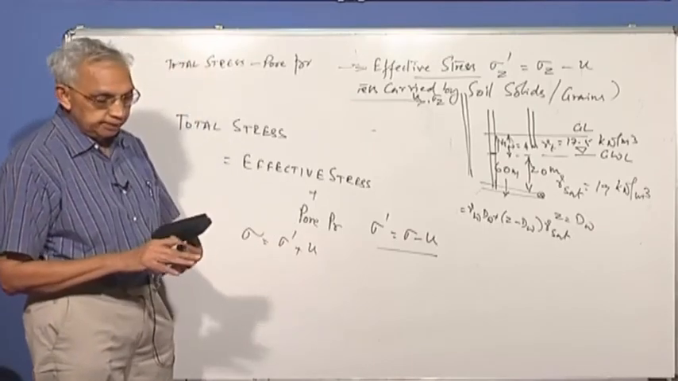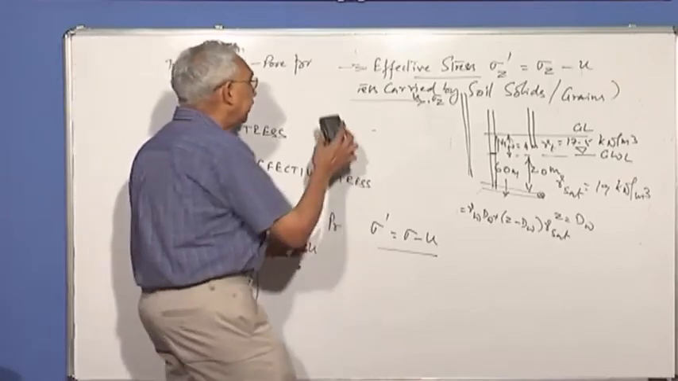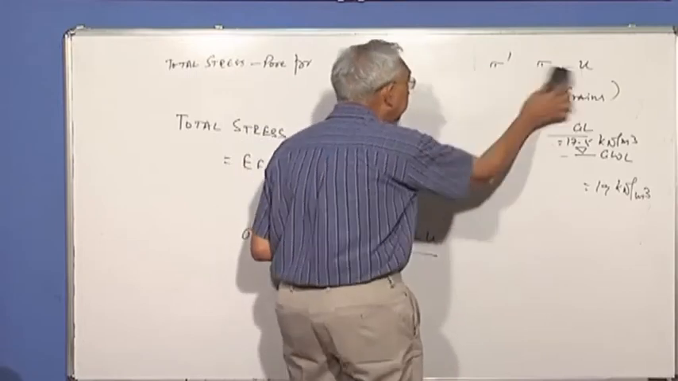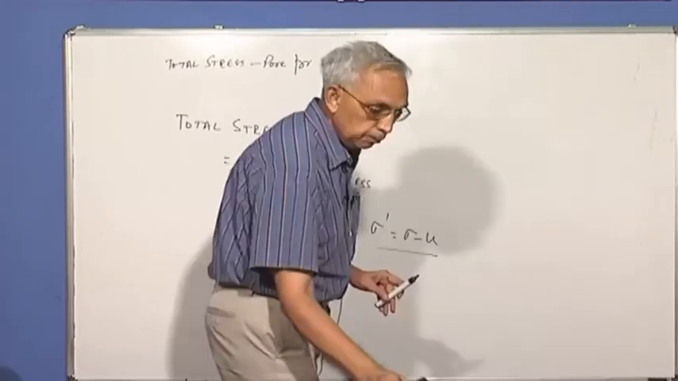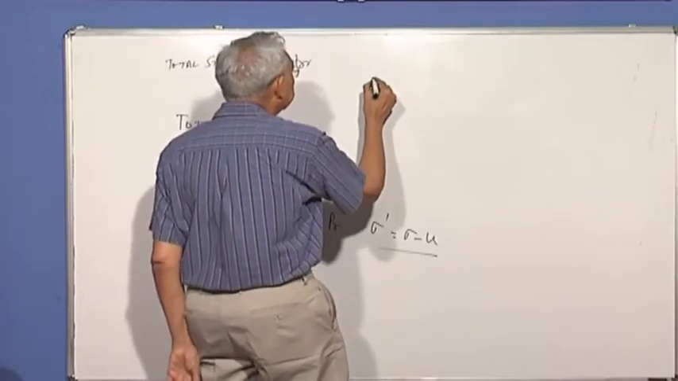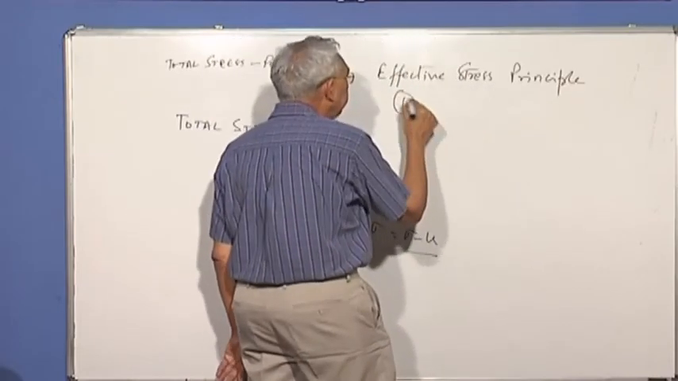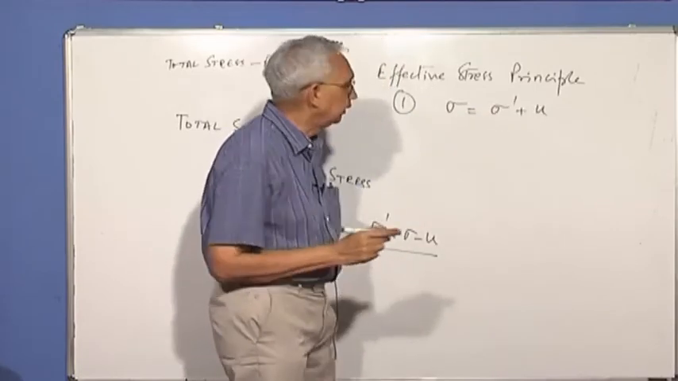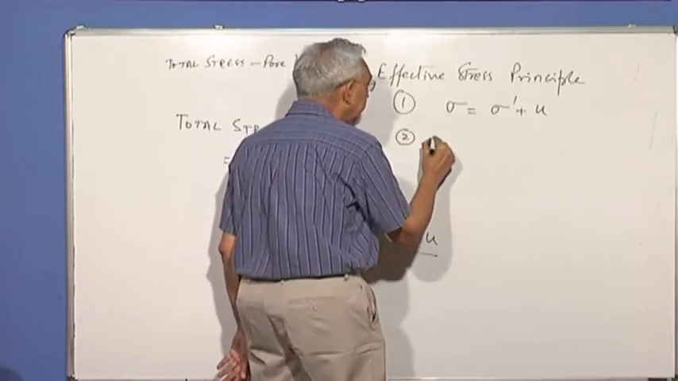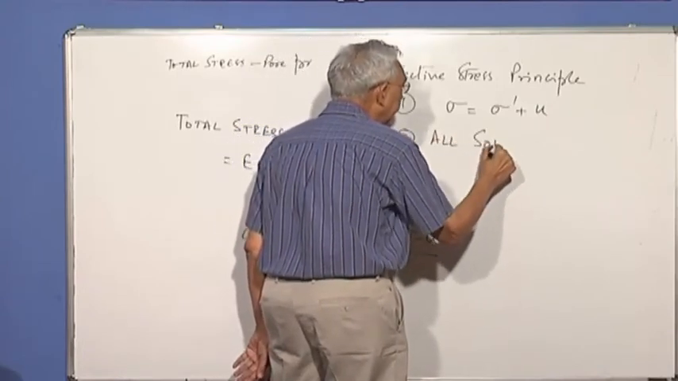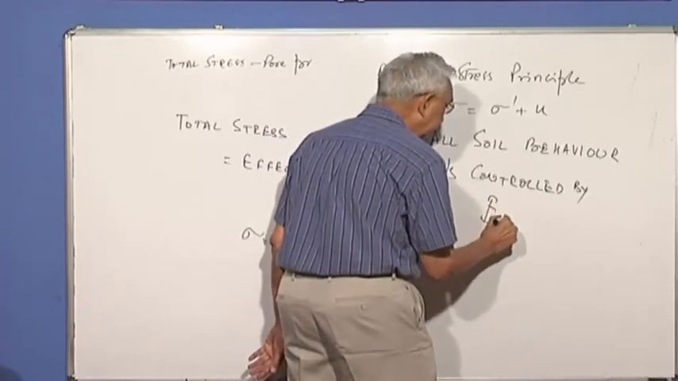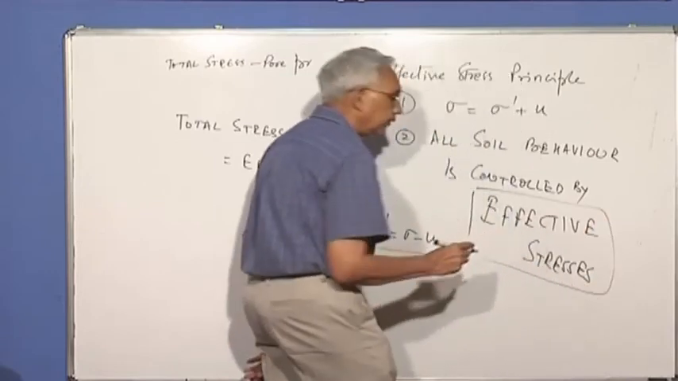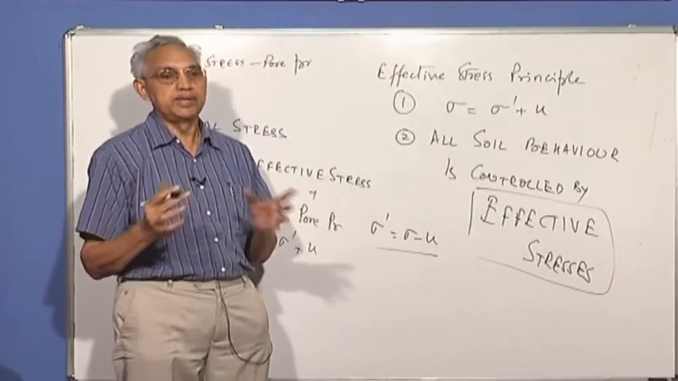The basic theme, which was given by Terzaghi, is that all soil behavior is controlled by effective stresses and not by pore pressure. So please remember, the effective stress principle has two components. One is sigma, the total stress, is equal to effective stress plus pore pressure. The second part, which he says: all soil behavior is controlled by effective stress. Let me write it in a big way, you will never forget it. Please remember this, whether it is strength, deformation, whatever it is.